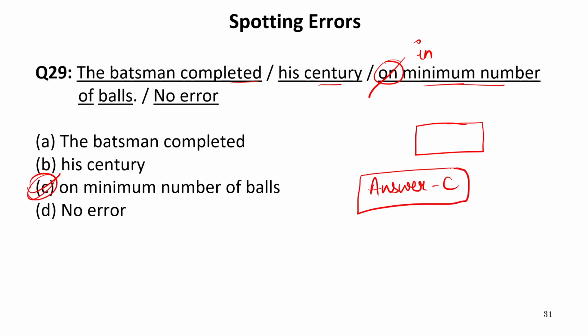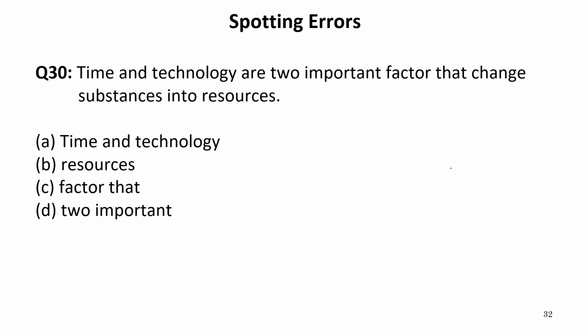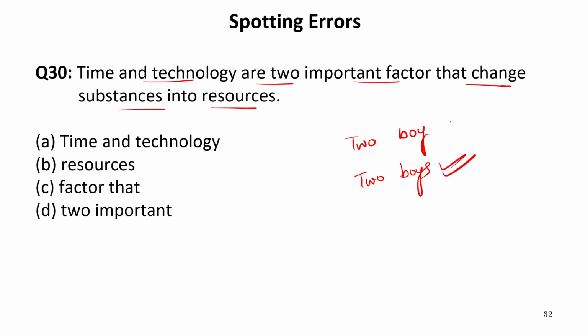Now let us move to the last sentence of today's session. Time and technology are two important factors that change substances into resources. Now this is very simple. If I write two boy or two boys, which one is correct? Hopefully you all will say two boys. This will be correct, not this one.